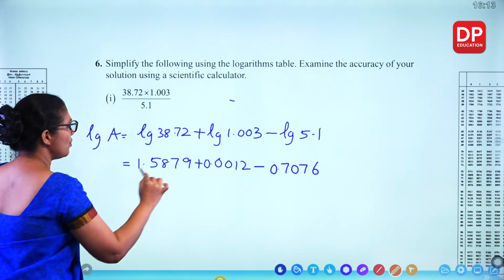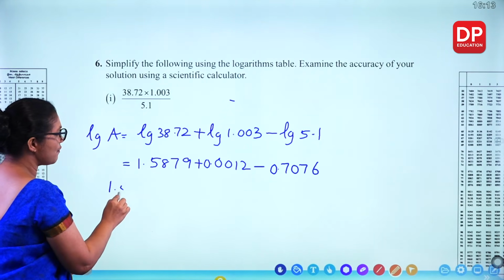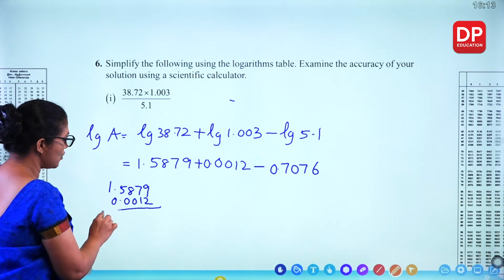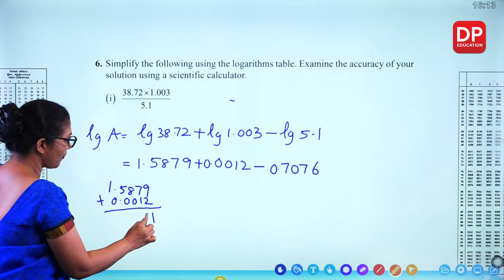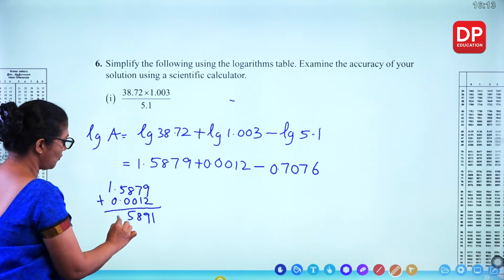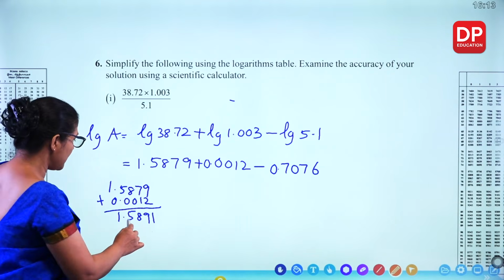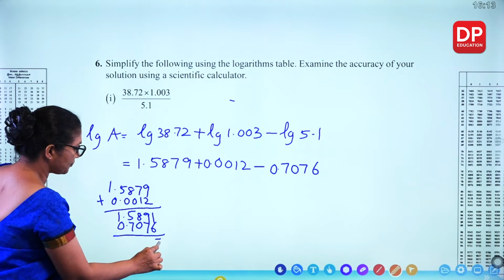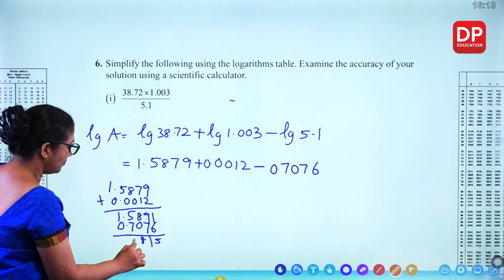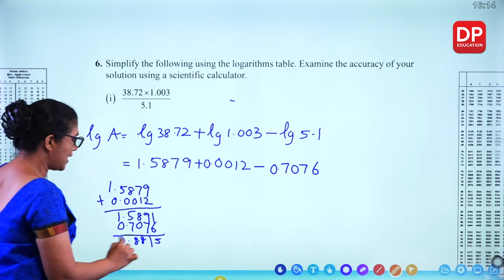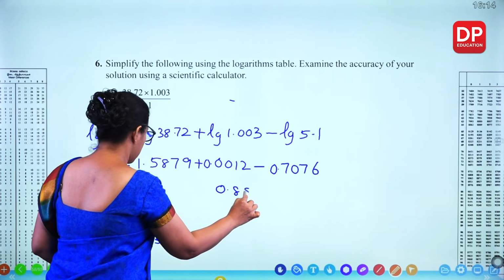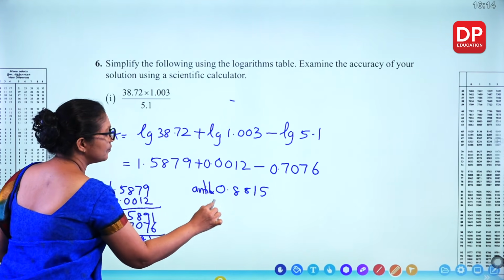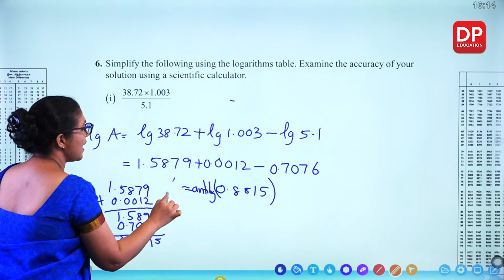Now we'll add these two and subtract the other one. 1.5879, 0.0012. Add it together. 1.5891. Now subtract the other number, 0.7076. 0.8815. When you take antilog of this, you can get the answer.